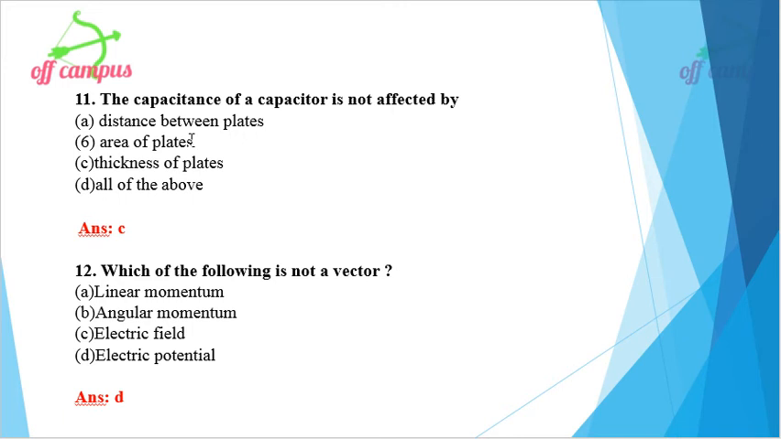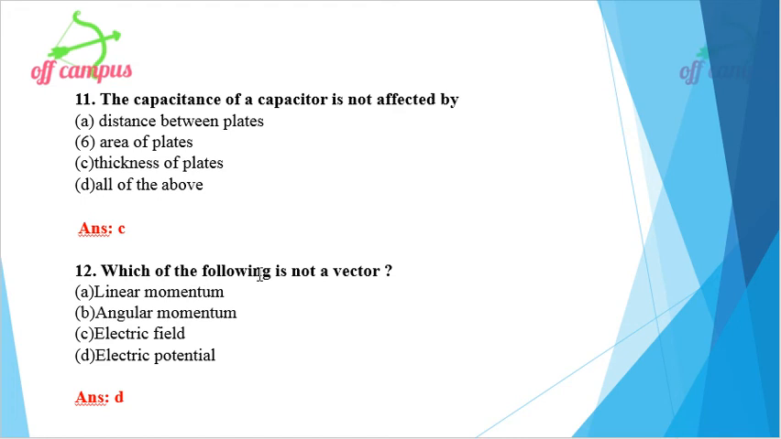So, what is D? D is nothing but distance between plates. So, capacitance of the capacitor is affected by distance between plates and area of plates. What is remaining? Thickness of plates. So, it is not affected by thickness of plates. So, option C, thickness of plates is the right option for this problem. Then move on to the next one.